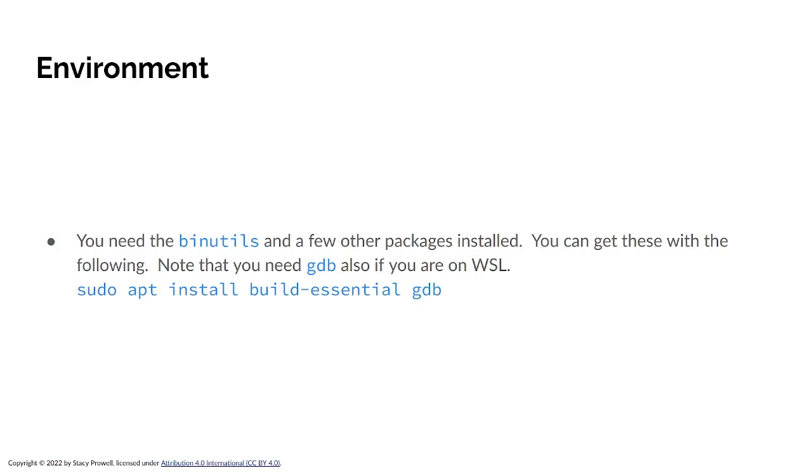For your environment, you're going to need the binutils package. So at the prompt on Linux, you will do this: sudo apt. That's a wrapper around the Debian package management tool. So sudo lets you become root. Apt works with packages. Install installs a package, and the packages you want are build-essential and GDB, which is the GNU debugger. I think you get GDB with build-essential, but it's nice to do this just to be sure.